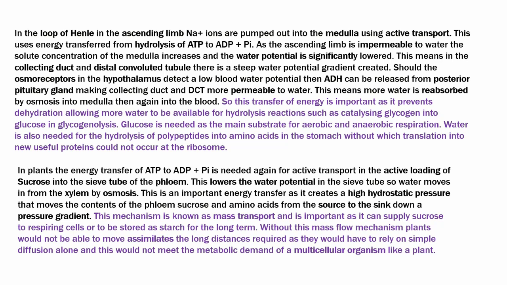This energy transfer is important because this ends up with a high hydrostatic pressure at the top of the sieve tube, and the sucrose and amino acids then are forced down the phloem down a pressure gradient. This mechanism is known as mass transport. Without this mass transport flow mechanism, plants wouldn't be able to move their assimilates really long distances. And as they're multicellular organisms, they can't rely on simple diffusion alone to meet the metabolic demand. So this is all explaining why it's important that we have these energy transfers and that they play an important role in many, many physiological processes inside living organisms.